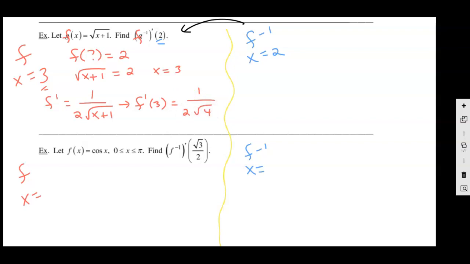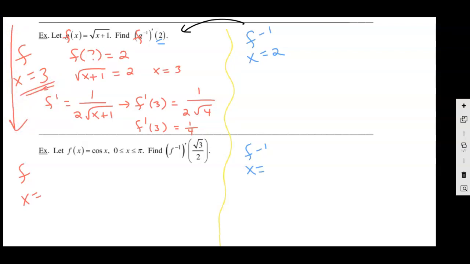Let's see, the square root of 4 is 2. 2 times 2 is 4. So the derivative of the original is going to end up giving me 1/4. Okay, so we did all this work, right? We did all this work on the original function side with the original function's x value.